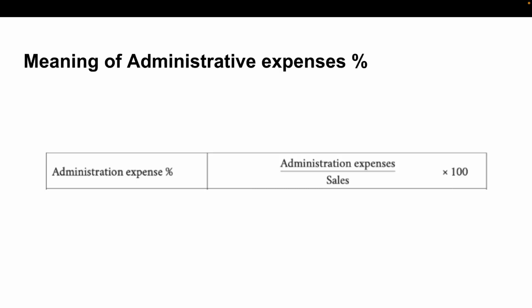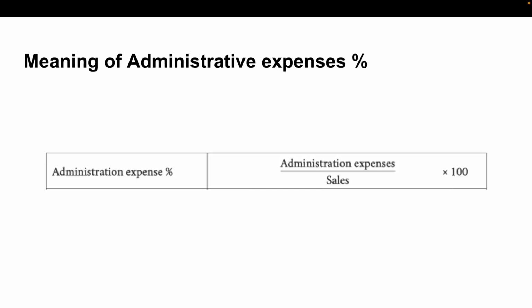This would include things like accountancy fees, office supplies, office electricity, stuff like that. An example for this would be if administrative expenses are $20,000 and sales are $500,000, the percentage would be 5%.